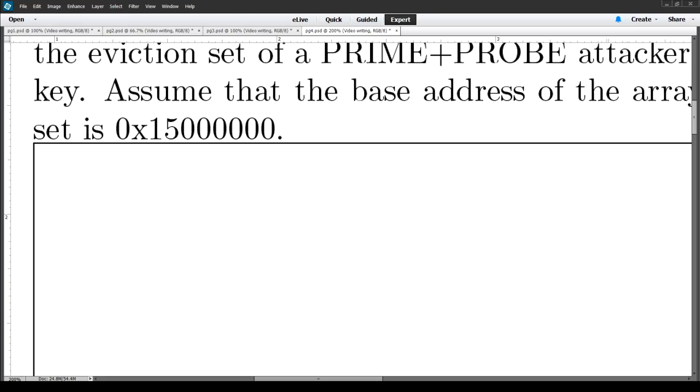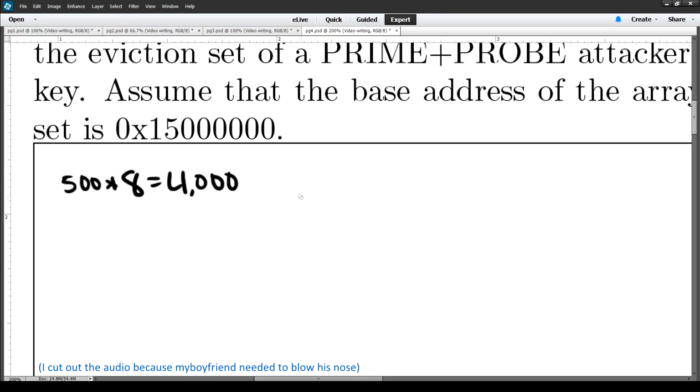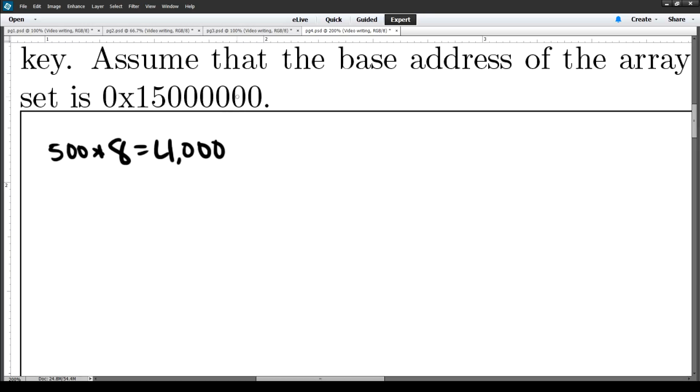In order to figure out what addresses we need from the eviction set, we need to figure out the actual index or set bits that we're targeting. To get this, we'll find the address of the element in the array when i equals 500, as stated in the problem. So when i equals 500, we're not actually trying to get element 500. Instead, we'll be looking for element 500 times 8. We know that each element is 8 bytes.